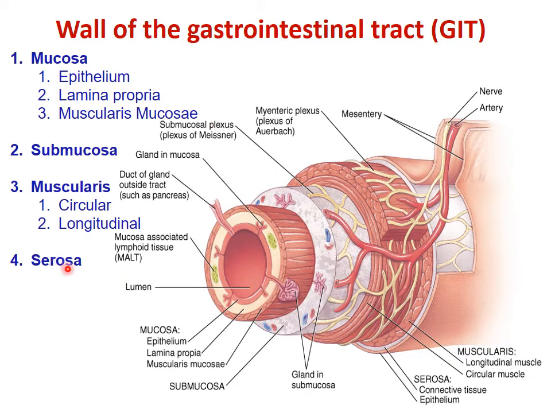The fourth layer is the serosa; we start from the outside. Can you see this covering? Here it is written serosa, with connective tissue and the epithelium. This serosa is actually the peritoneum, right? So any structure that is completely enveloped by this peritoneum is called intraperitoneal, right?